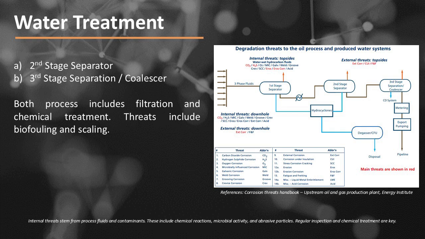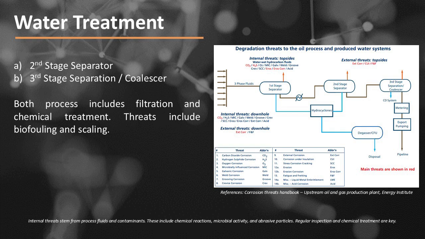Biofouling occurs when microbial colonies form biofilms on internal surfaces, reducing efficiency and potentially leading to corrosion. Scaling is the deposition of mineral salts, such as calcium carbonate or barium sulfate, which can clog equipment and reduce flow capacity.